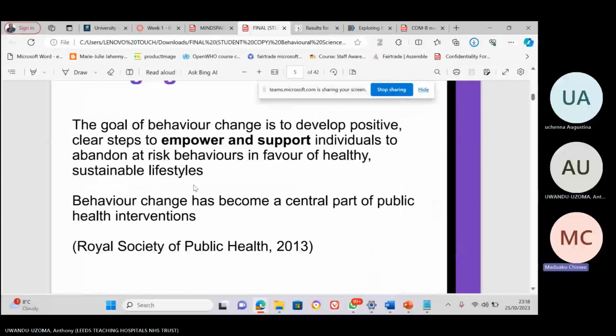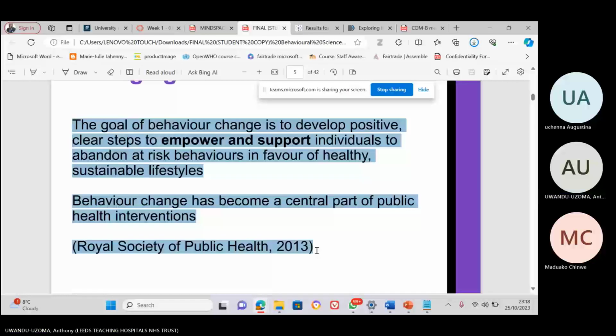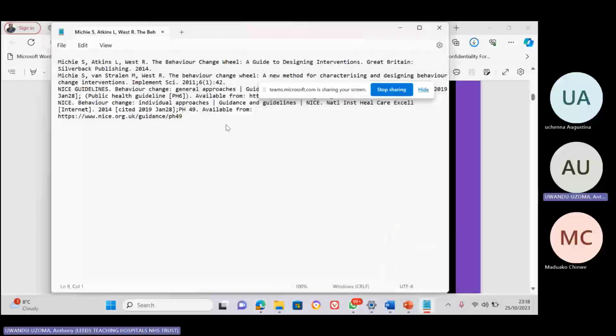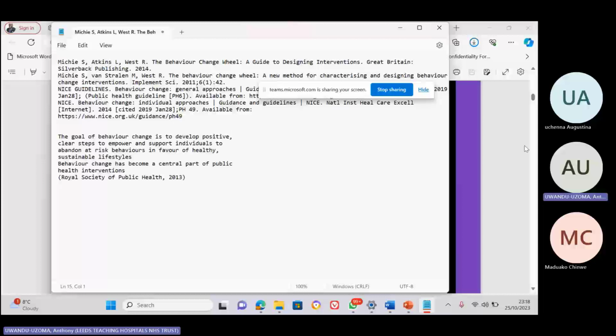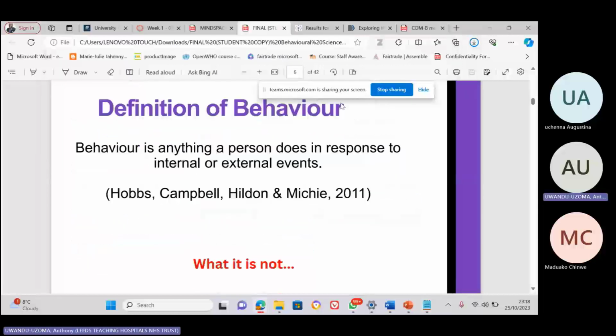Now, what is... so I said the goal of behavior change is to develop positive, clear steps to empower and support individuals to abandon risky behaviors. So now I can see one thing I can use for my essay. I'll just keep it somewhere. This is an important point for me. So I'll just copy it out and keep it somewhere. Let's continue. What is behavior?